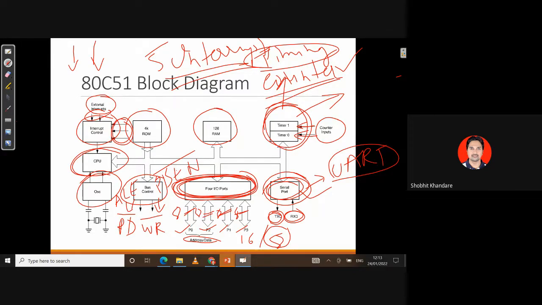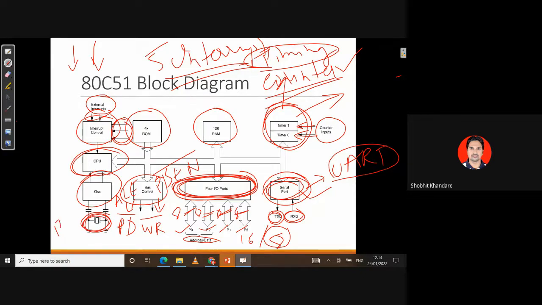So when I'll be explaining this oscillator, you have to just understand that typically a 12 megahertz quartz crystal is used. तो आपको यहाँ पे छोटा दिख रहा है ये वाला.